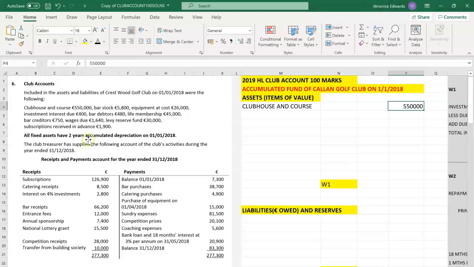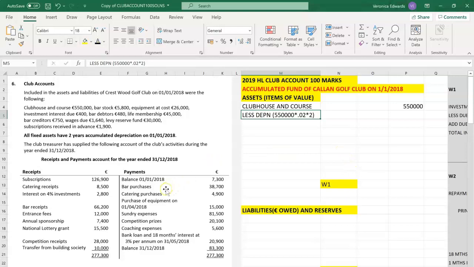But we need to be aware that all fixed assets have 2 years depreciation already accumulated on them up until the 1st of January. So 2 years depreciation has already been written off on all of the fixed assets. So what we need to do now is consider the fact that while the clubhouse and course might have cost the club €550,000, it's not actually worth €550,000 on the 1st of January. So we need to calculate the depreciation.